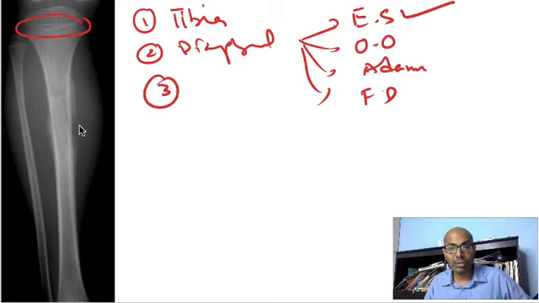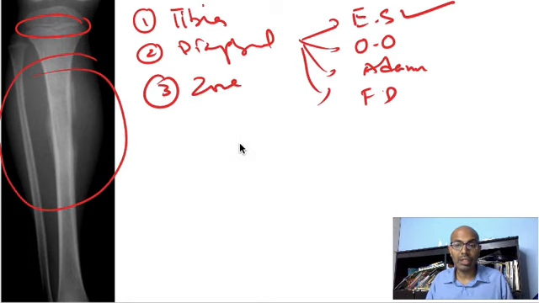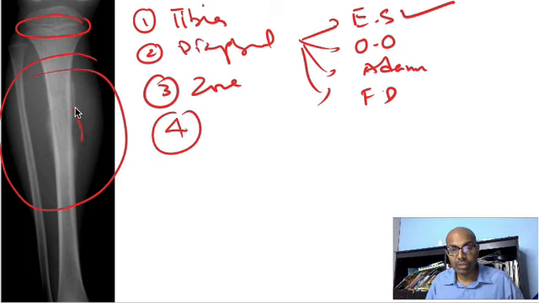The third thing is zone of transition. It's not very clear because it looks like it involves a large part of the bone, right? So zone of transition is not clear. It is permeative or moth-eaten in appearance. Periosteal reaction, there is lamellated appearance of the periosteum. You can see layers of periosteum forming.